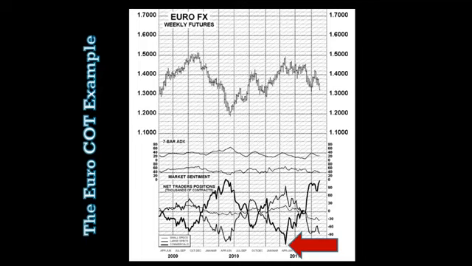And if you go straight from that point up there, we failed to make a higher high and more or less made the top in the euro, and we've been trading down since.